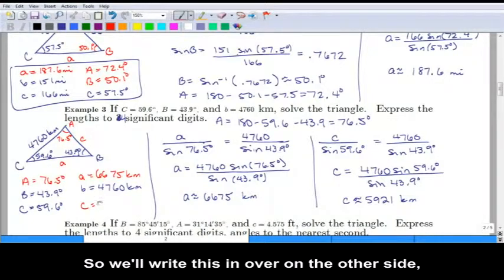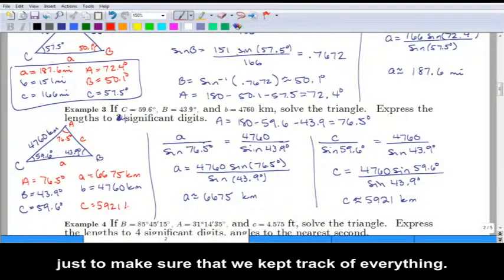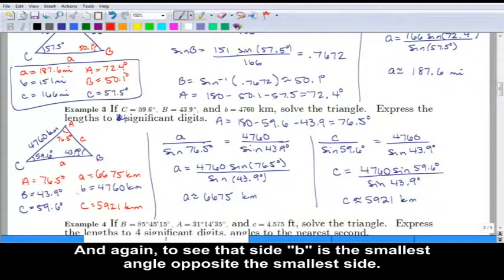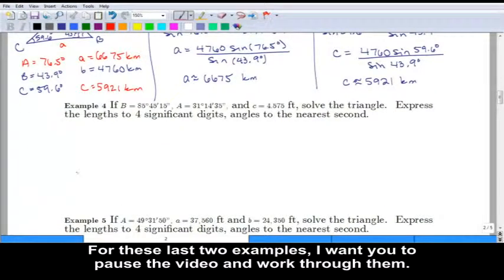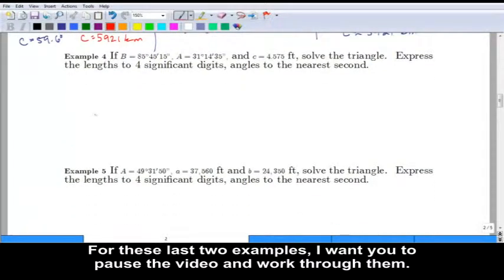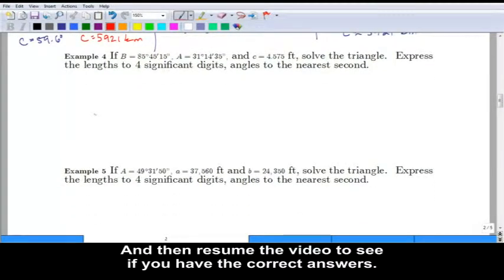So we'll write this in over on the other side, just to make sure that we kept track of everything. And again, to see that side B is the smallest angle opposite the smallest side, and side A is the largest angle opposite the largest side. For these last two examples, I want you to pause the video and work through them, and then resume the video to see if you have the correct answers.